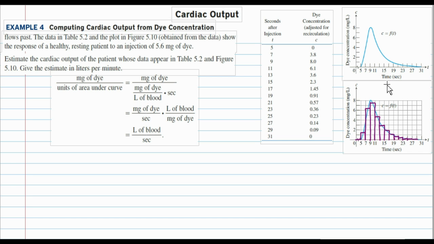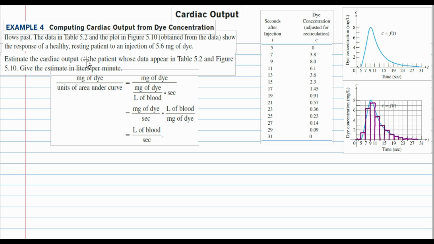So here in example 4, we're going to compute the cardiac output from dye concentration. Basically, the data in table 5.2 and the plot in figure 5, so this stuff over here, show the response of a healthy resting patient to an injection of 5.6 milligrams of dye. So we put 5.6 milligrams of dye into this patient, and we can see the dye concentration using a special machine, and then that will help us determine how much blood this heart is outputting.